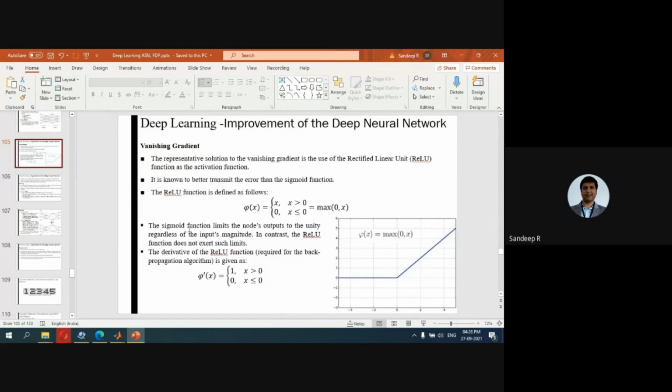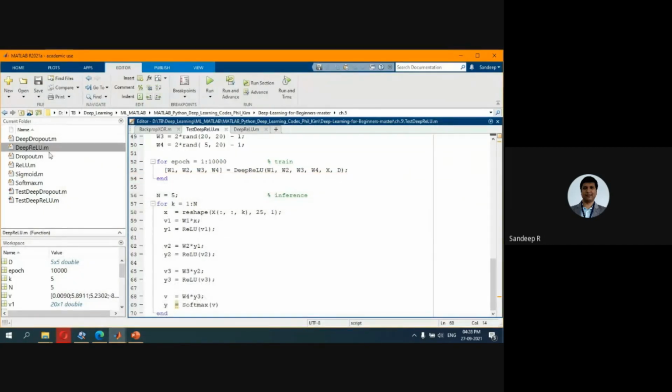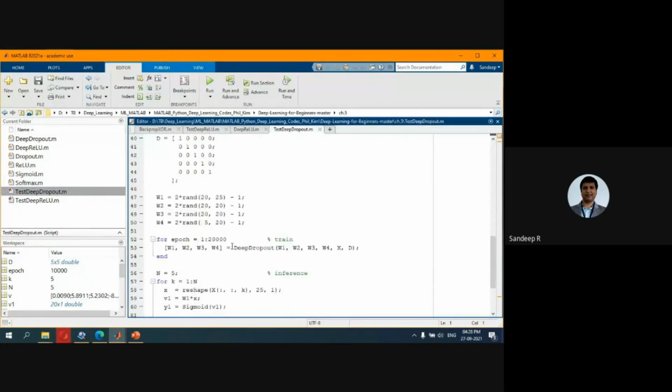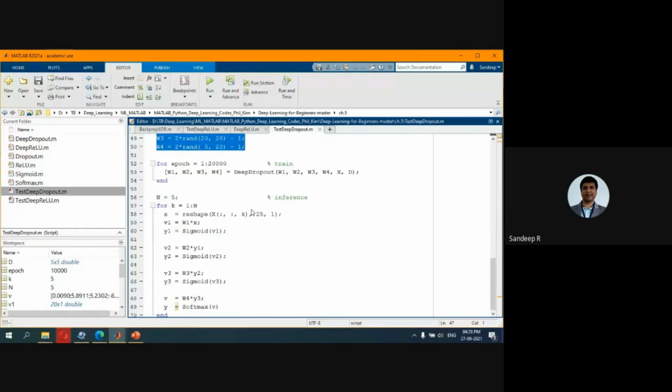Fine. Now dropout. Dropout is for overfitting. We should avoid overfitting. So let's try to do that in MATLAB. So it is dropout. Same steps: inputs 1, 2, 3, 4, 5, correct outputs, initialize the weights, call this function, and train the neural network.